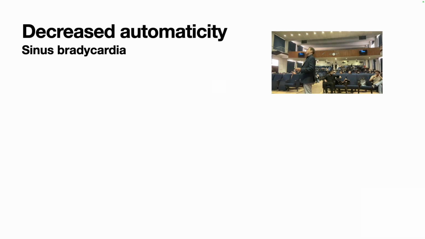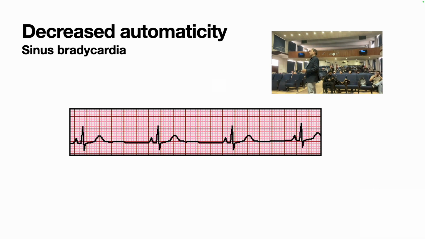Now, decreased automaticity results in bradycardia. What are the conditions in which you have decreased automaticity? You see, this is a classical example of bradycardia. What type of bradycardia is this? It's a sinus bradycardia because you can see a normally configured P wave. So the complex is complete, PQRST. So this is sinus bradycardia.